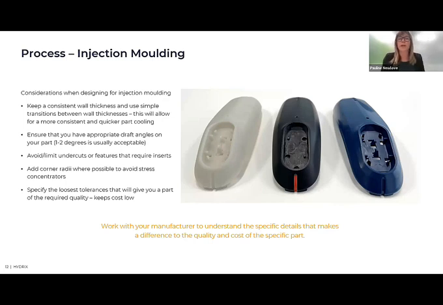Add corner radii where possible to avoid stress concentrators. And as I said before, specify the loosest tolerances that will keep your part at the required quality. Again, work with your manufacturer to understand the specific details that make a difference to the quality and cost of the specific part.